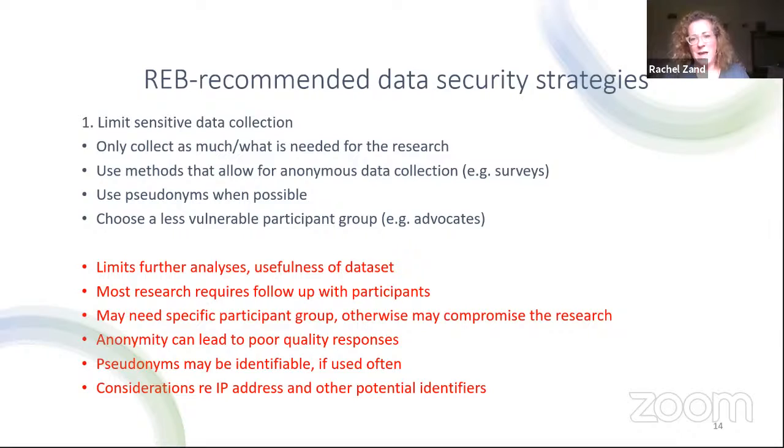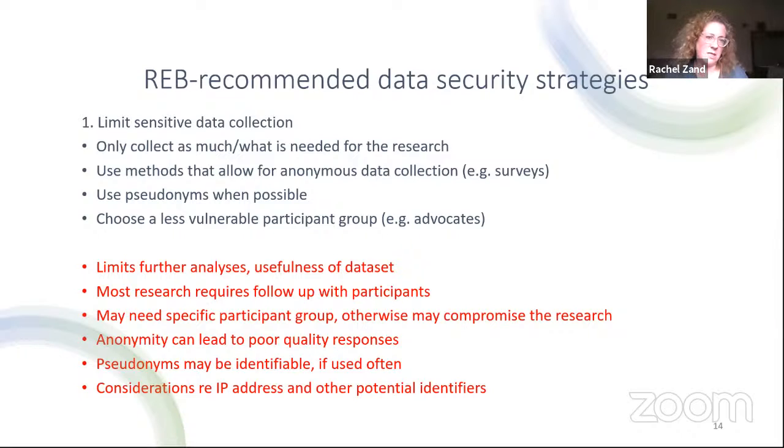In terms of anonymity, you can't follow up. And if you're looking at, for example, research involving suicidality, anonymity would not work. We need to be able to have contact information in case something looks like it's a problem. We need to go back to the participant. Sometimes you do need that specific participant group, otherwise you're compromising the research or the science. Sometimes anonymity can lead to poor quality responses.